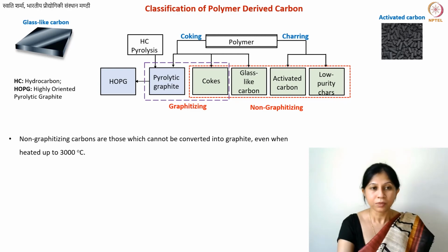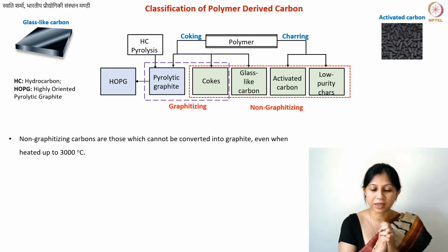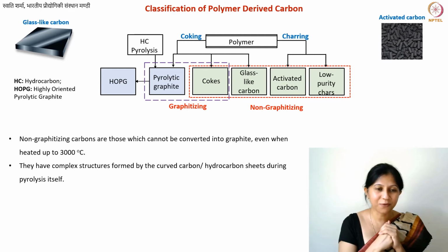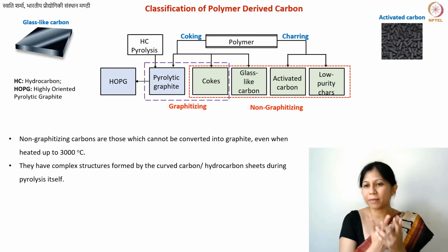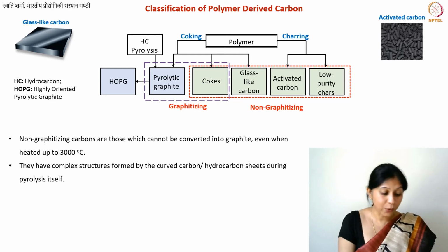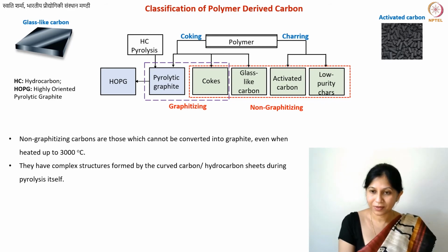Okay, so now the fundamental definition at large scale is, even if you heat, no matter how high you go, up to 3000 degrees, you will not be able to convert these non-graphitizing carbons into graphite. Why does that happen? It is because from the beginning, when they were forming, whether it was a coking mechanism or charring, when they were forming from the polymer, some curved carbon structures were formed.